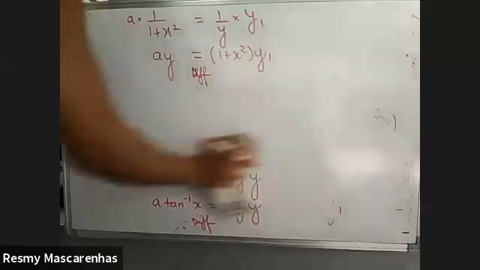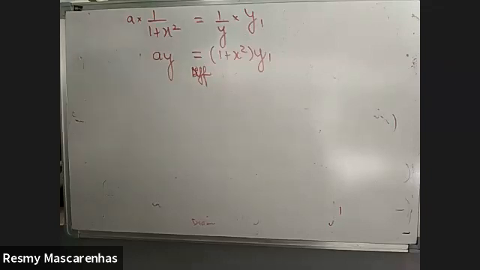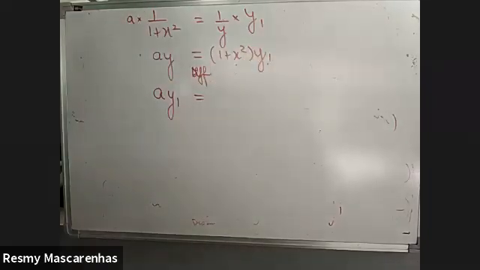This is a coefficient. Whenever it's a pure number, don't use u into v. It will remain as a only. And derivative of y will be y1. Now this is u into v. Anybody got the answer?